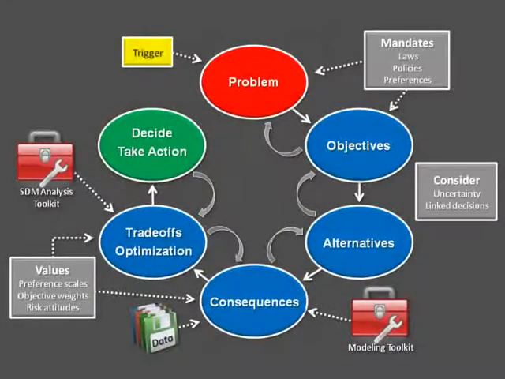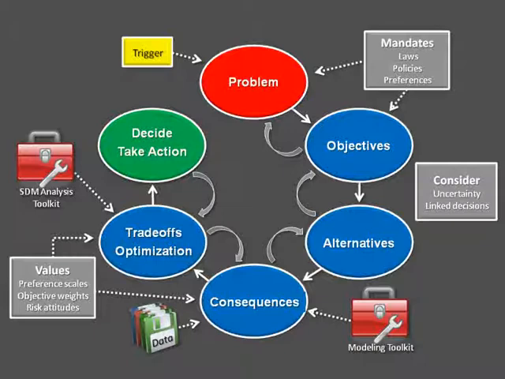So we can also think of this PROACT sequence as sort of a circular sequence. We take these steps in turn. We need to understand what our objectives are before we can think about how to make the predictions of how our alternatives will affect those objectives, for example.